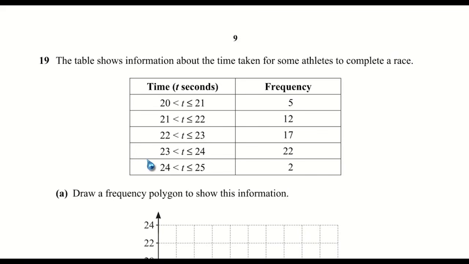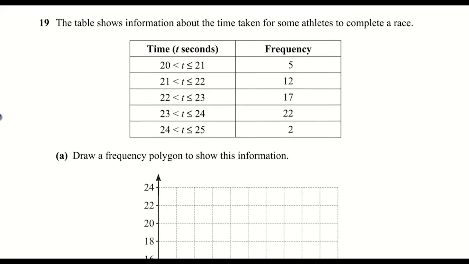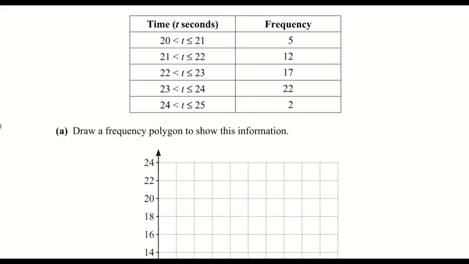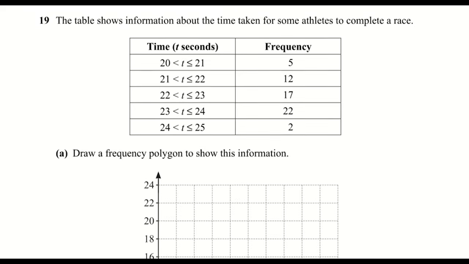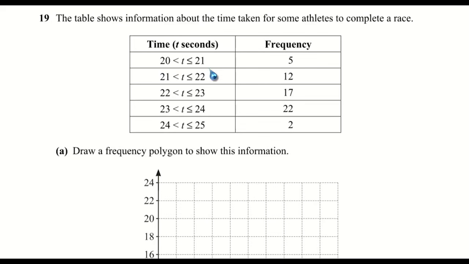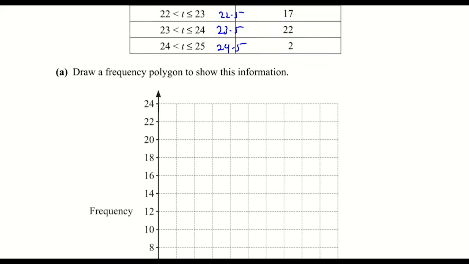Question 19. The table shows information about the time taken for some athletes to complete a race. You have the time and the frequency. A, draw a frequency polygon to show this information. What we need to do is find the average. The average of 20 and 21 is 20.5. This one 21.5, 22.5, 23.5, 24.5. That's what we use against the frequency.